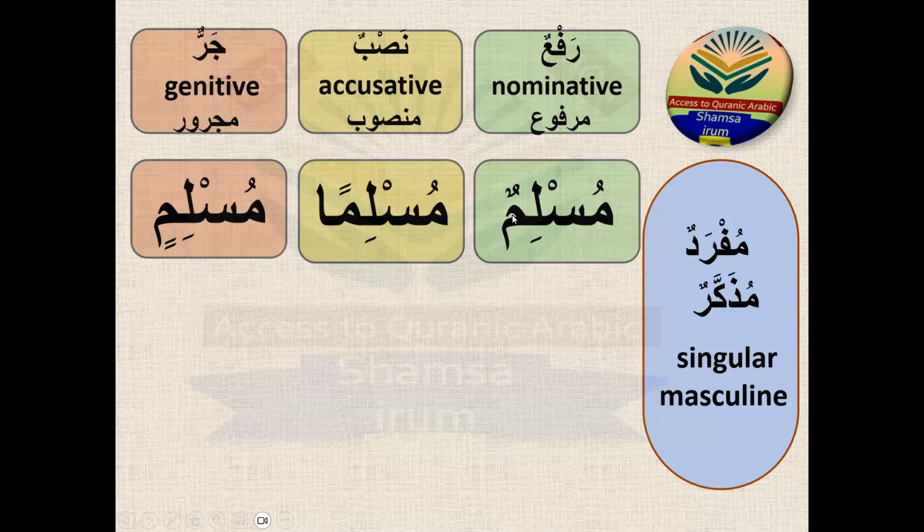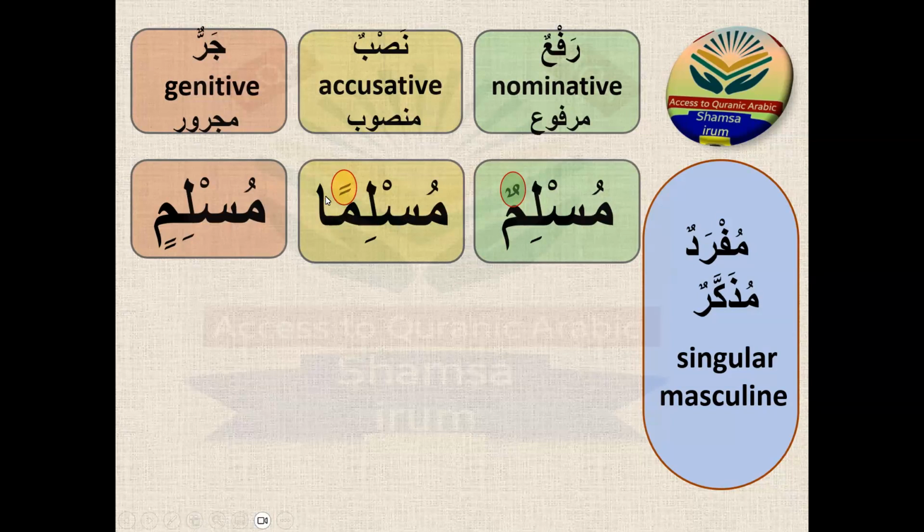The last letter here is meem. And the ending of the meem is dhammatain, double dhamma. So it means it is rafa. If I ask what is the i'rab of muslimun, you will say it is marfu because the last letter finishes on the dhamma, or you can say the case ending of muslimun is the dhamma. Same with the next one, musliman. This one finishes on the fatha, so you will say the i'rab of this word is mansub or nasab.